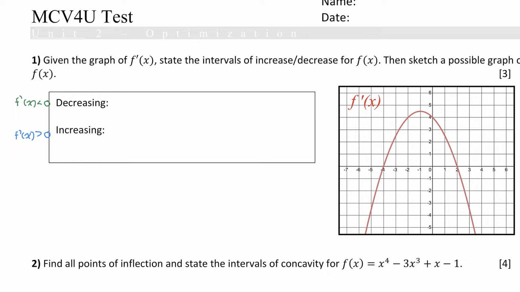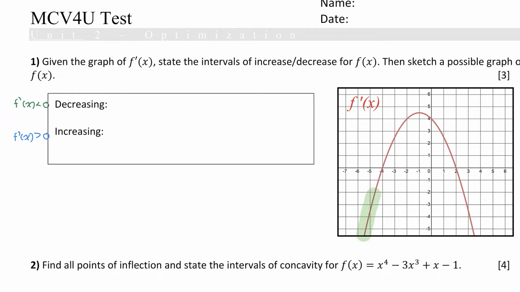The derivative is negative when x is less than -4 and also when x is bigger than 2. So those would be the intervals where f of x is decreasing. When is f of x increasing? Well, f of x is increasing when the derivative is positive, and the derivative is positive between x values of -4 and 2.